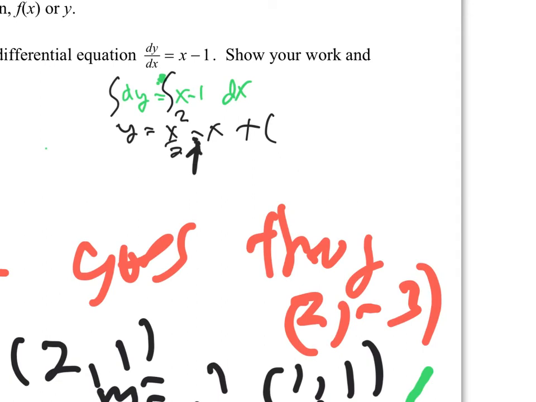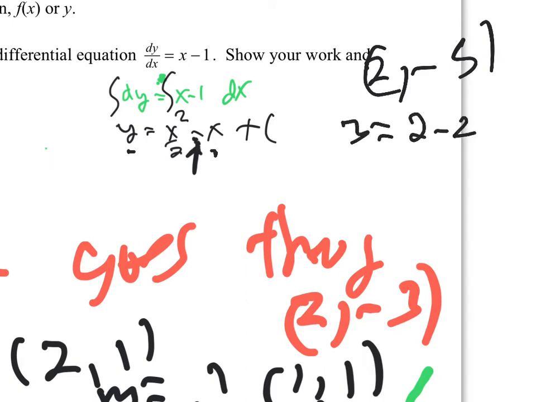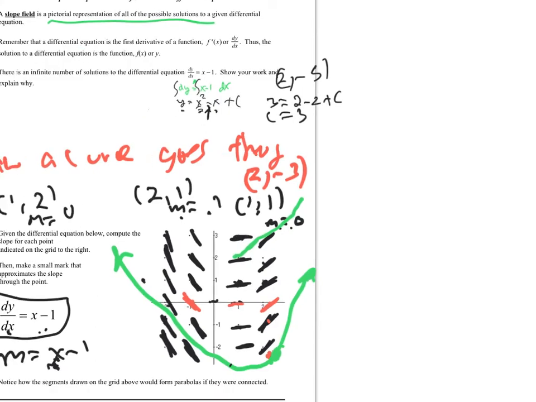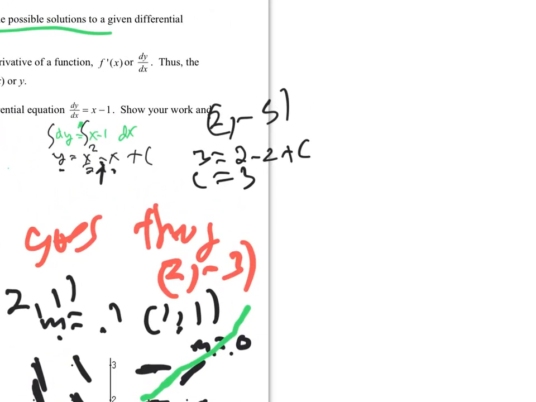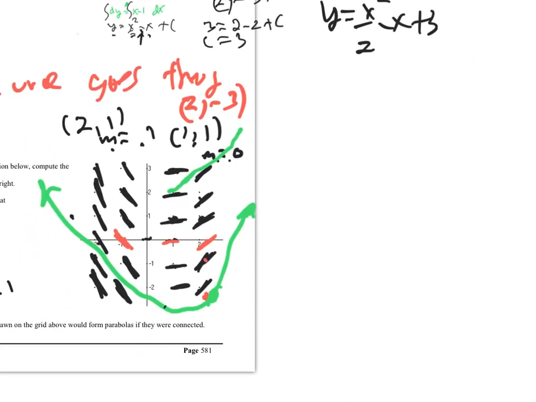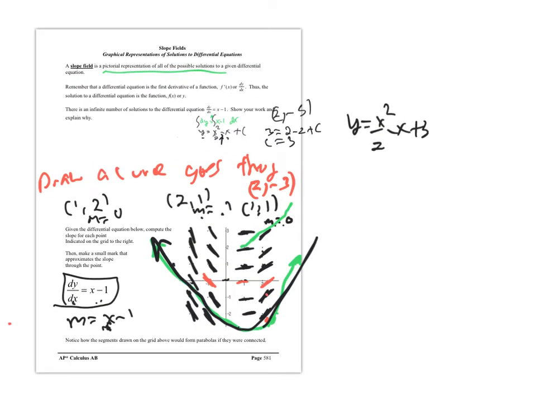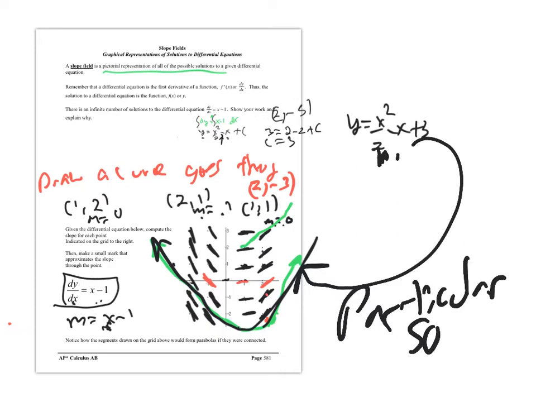So remember I said at 2, I could plug in x is 2 and y is negative 3 just for fun. At 2, negative 3 and find out my equation was negative 3 equals 2 minus 2 plus c. Yeah, I think that's what it's going to give me. c equals negative 3. So if you go to your calculator and you graph this equation, guys, y equals x squared over 2 minus x minus 3, it should be this parabola down here. It should be that parabola down there. Because this is a family of parabolas. This is a particular solution. That's called a particular solution.